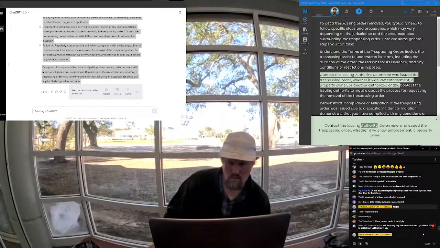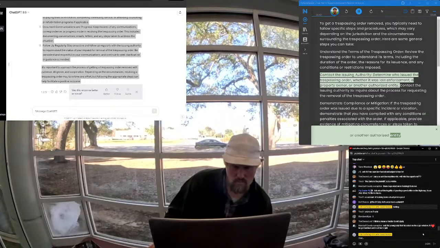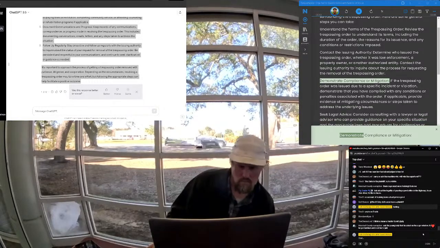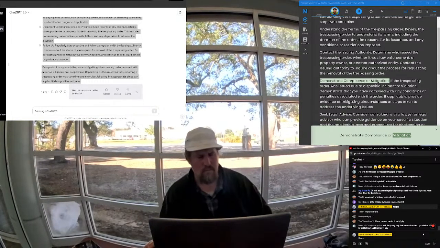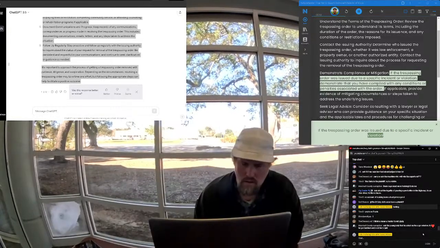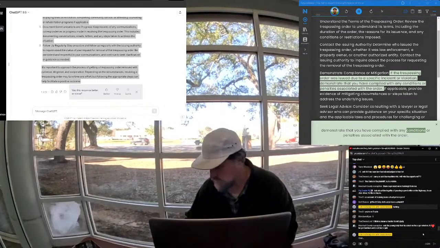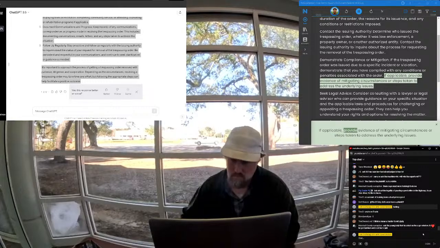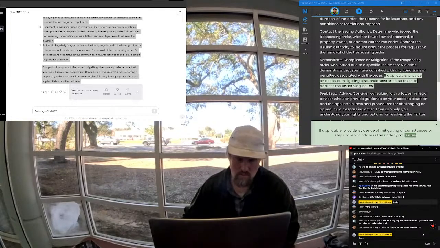Contact the issuing authority. Determine who issued the trespassing order, whether it was law enforcement, a property owner, or another authorized entity. Contact the issuing authority to inquire about the process for requesting the removal of the trespassing order. Demonstrate compliance or mitigation. If the trespassing order was issued due to a specific incident or violation, demonstrate that you have complied with any conditions or penalties associated with the order. If applicable, provide evidence of mitigating circumstances or steps taken to address the underlying issues.